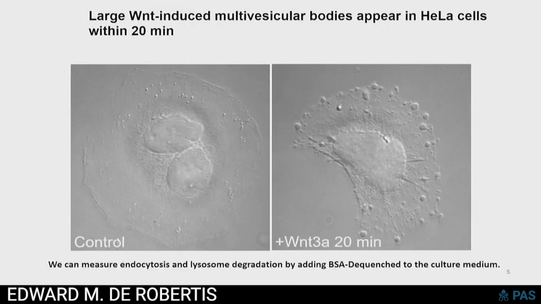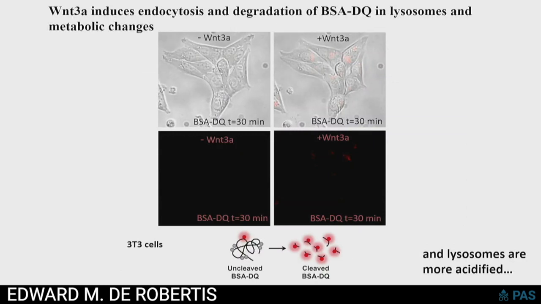If we take a HeLa cell and treat it with Wnt protein on the outside, within 5 to 20 minutes, you see on the right that these big vesicles are being formed. These are multivesicular bodies that will go on to form lysosomes. We know this because we can add bovine serum albumin with a fluorescent marker, which fluoresces as BSA dequenched when it gets to the lysosomes. On the left side, a group of cells without Wnt, and then we add Wnt, and within 30 minutes they have taken up much more. If you look at the lower right, you see, I hope, more red.